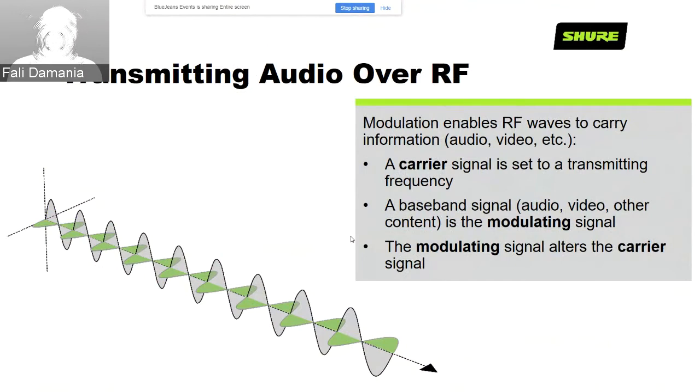The carrier signal is actually the transmitting frequency. So when you tune your microphone to 600 megahertz, let's say, 600 megahertz is the carrier frequency for that transmitter. The baseband signal is the actual signal that you're trying to modulate. So in the case of a wireless microphone, the baseband signal is your voice. And the modulating signal alters the carrier signal. So my voice basically modulates the carrier frequency, and that gets transmitted over the air.